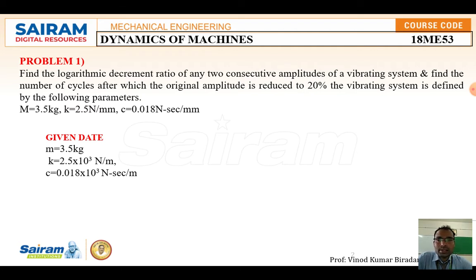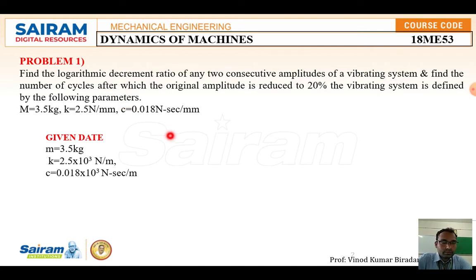One mechanical system is given, a spring mass damper. Mass is 3.5, stiffness is 2.5 Newton per mm, and damping C is equal to 0.018. I will repeat: find the logarithmic decrement, the ratio of any two consecutive amplitudes, that means x1 by x2, of the vibrating system, and find the number of cycles after which the original amplitude is reduced to 20%. Using this, we have to find it.